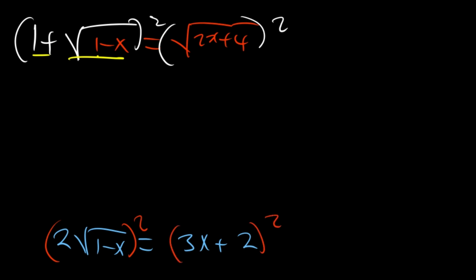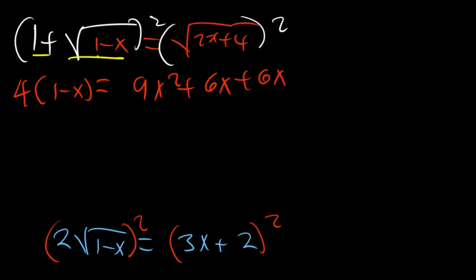If I square this, I'm going to have 4, open brackets, 1 minus x, like that, is equal to 3x times 3x, which is 9x squared. 3x times 2 is 6x. 2 times 3x, 6x. 2 times 2, 4. 4 times 1, 4. 4 times x, 4x. 9x squared plus 12x plus 4.